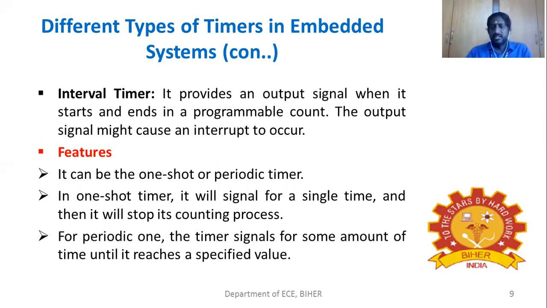For the periodic one, the timer signals for some amount of time until it reaches a specified value. So you need to fix a value for that, and the counting process runs until it reaches zero, and the timer will operate. So this is known as an interval timer. It will be operated for particular time intervals. So these are the functions and features of this interval timer.